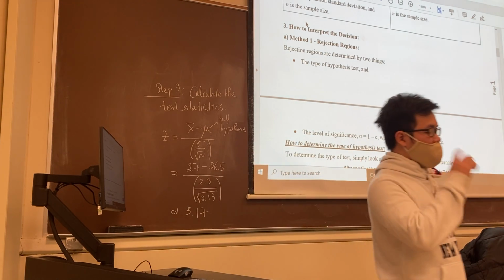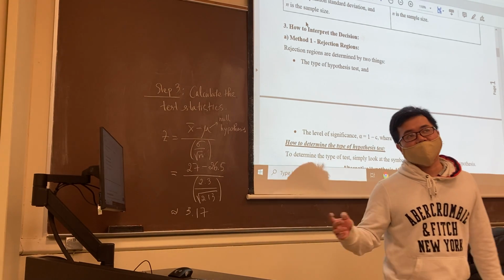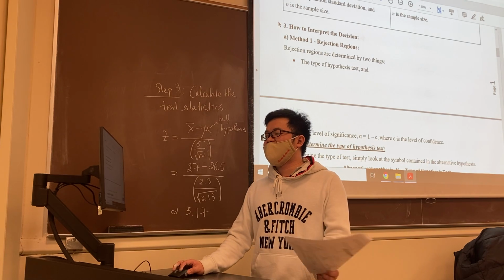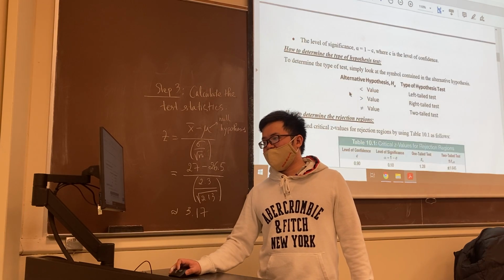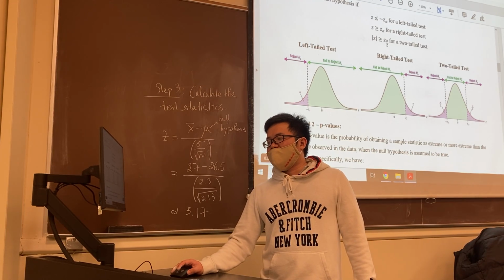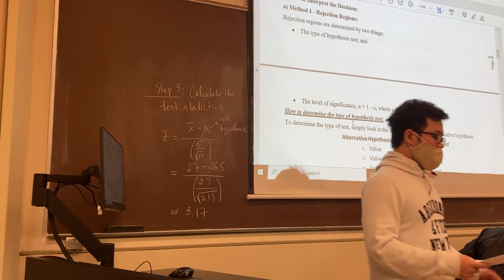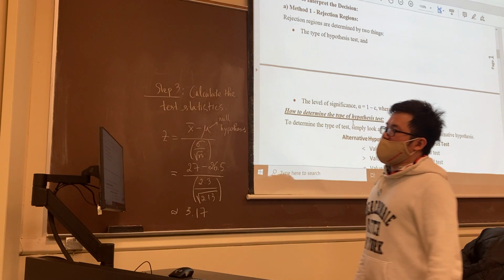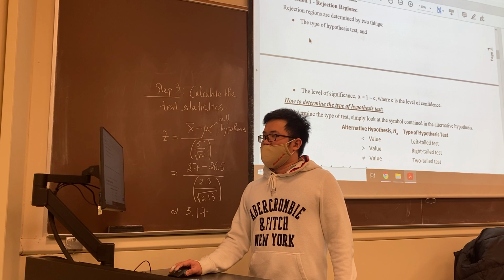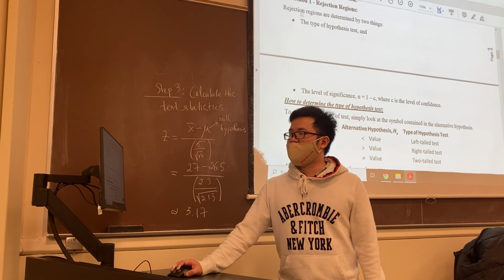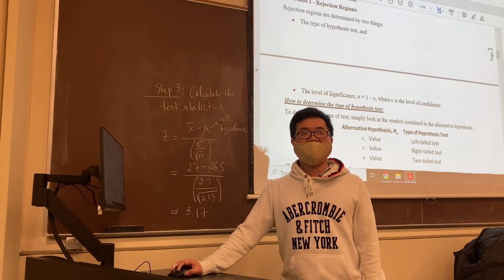Here we have 2 methods to do it. It's up to you which method to use. If method 1 is easy for you, you can use the first method. If the second method is fine for you, you can do the second method. Method 1 is called the rejection region. The rejection region is determined by 2 things: the type of hypothesis test and the level of significance.